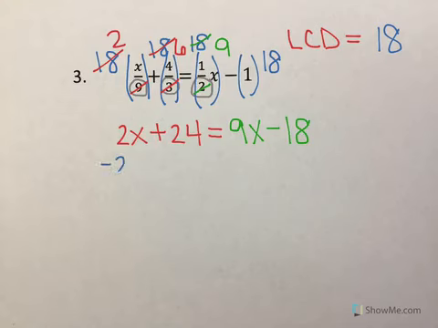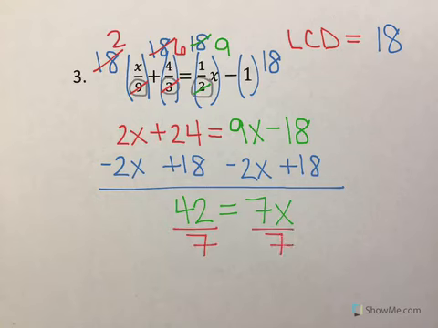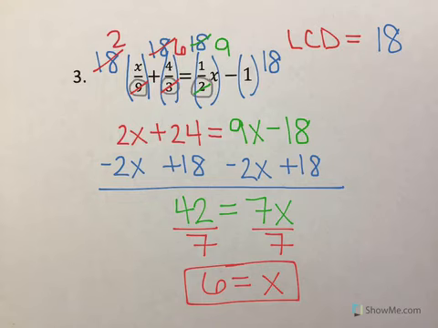So I'm going to subtract 2x from both sides. And in the same step, I'm going to add 18 to both sides so I can isolate any term with an x and any term without an x. And so when I do that, I'm going to end up with 42 equals 7x. And my last step, I'm going to divide both sides by 7, and I will end up with an answer of 6 is equal to x. And hopefully you got the same answer.